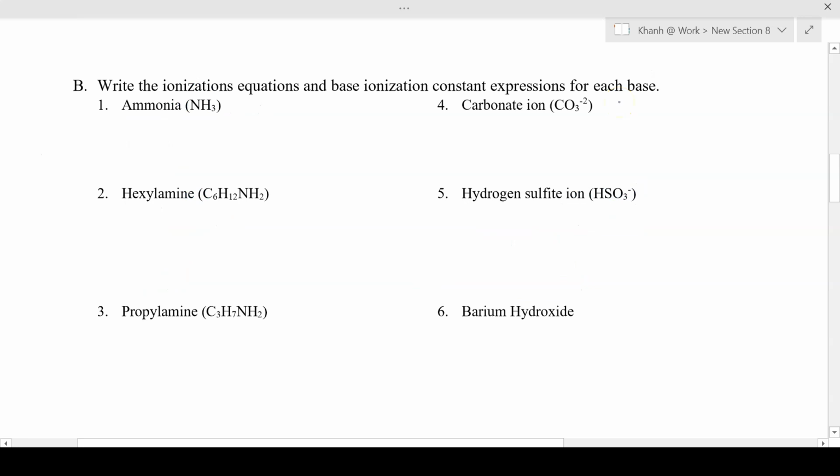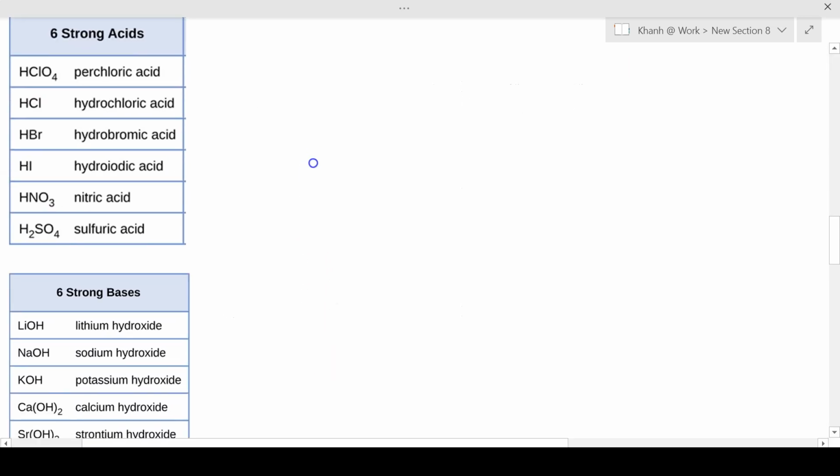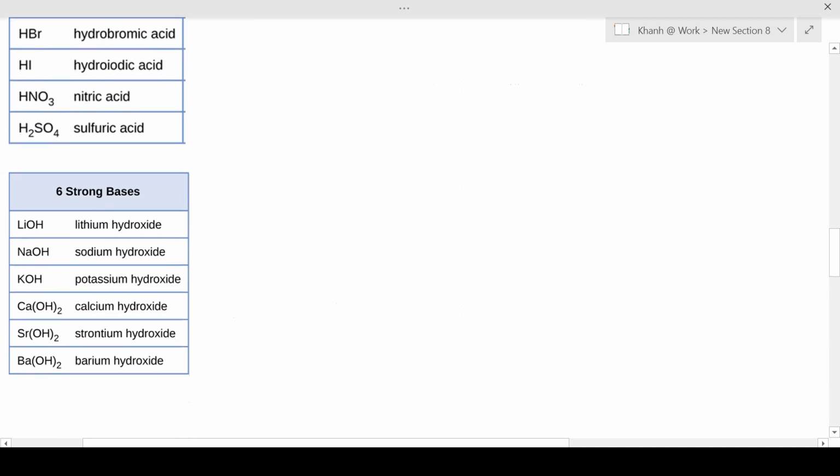Let's take a look at exercise B, where they ask you to do the same 2 tasks but for a base. So let's look first at ammonia. The first step is always to identify whether the base is a strong base or a weak base. Now ammonia is not part of our 6 strong bases here. A really good way to remember if bases are strong is that strong bases have hydroxide in them.